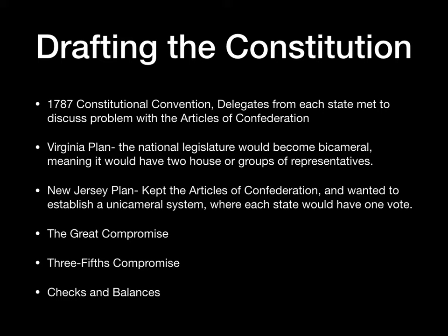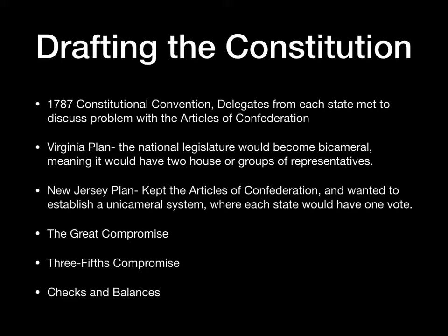And so we have what's called the Great Compromise, sometimes called the Connecticut Compromise. For our purposes, just remember it as the Great Compromise, in which the Founding Fathers really take these two plans, Virginia and New Jersey, stick them together, and that's what we have in the Constitution today. We have the Senate, which represents each state equally, and then we have the House of Representatives, which is based on population.